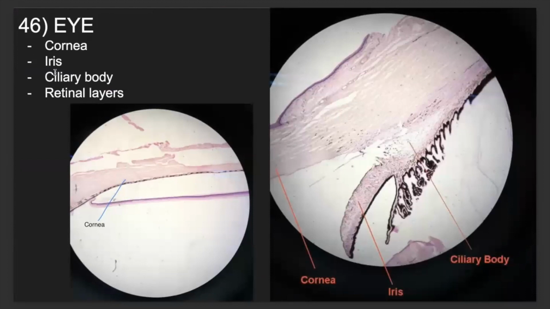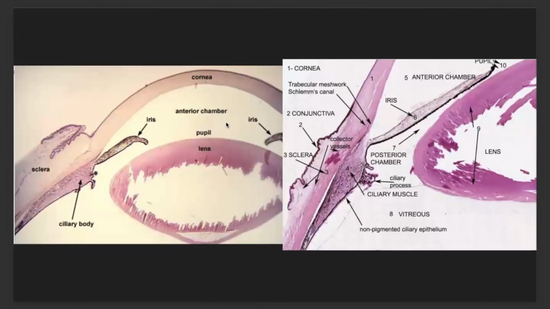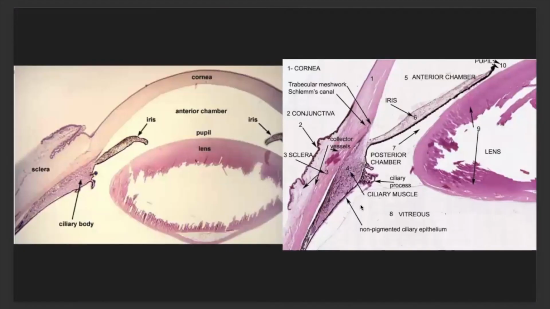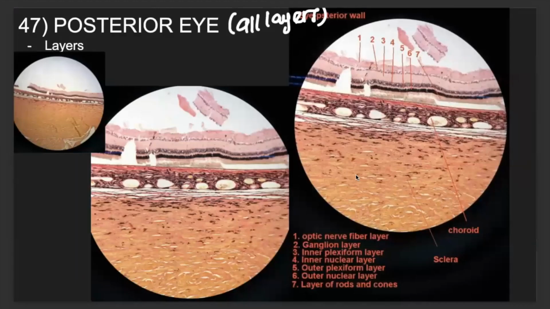Eye, cornea, iris, ciliary body, and retinal layers. You have to know all of these. From here, we can see that our cornea is right there, sclera, ciliary body, iris, layers right there. So 1 to 7. This is the most outer part of the eye. This is the most inner part. So from 7 to 1, we're going from out to in. Okay. These are the layers. You have to memorize them.